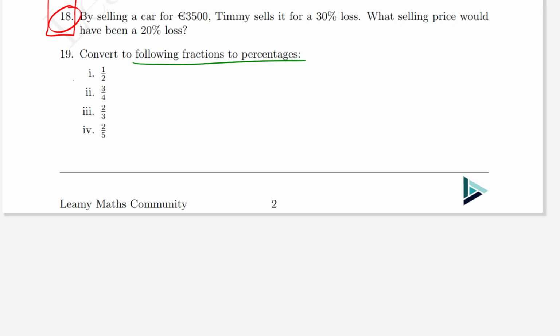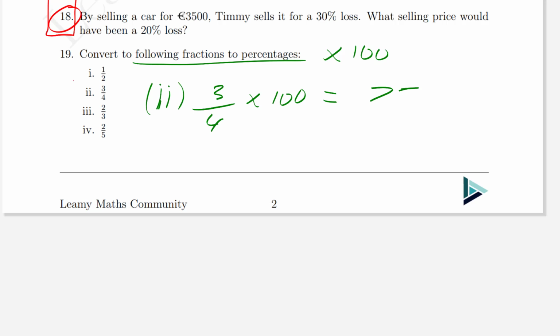Okay, next thing, converting fractions to percentages. That is easy. All you have to do is multiply by 100. So whatever fraction you have, let's say I've got part 2 there. How do I turn 3/4 into a percentage? Just 3/4 multiplied by 100 and you'll get 75%. So that is very easy. To convert fractions to percentages, just multiply by 100.